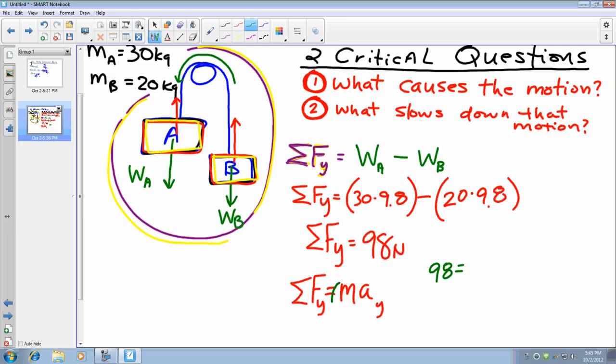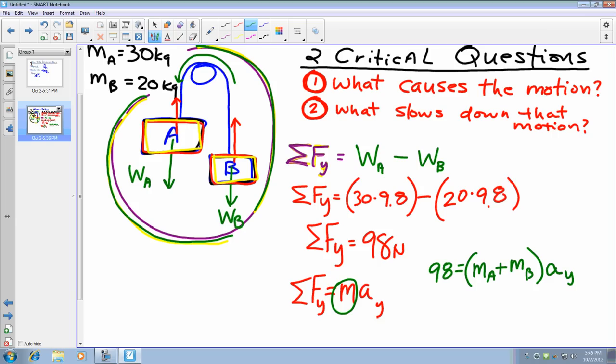Well, let's think about this really quick. We're talking about the entire system here. Remember this big line we circled right here? We're talking about this entire system. So that means that we need to be talking about the mass of object A plus the mass of object B multiplied by the acceleration in the y direction. And now you might be saying, wait, why is it now that you add these? Why before did you subtract these?